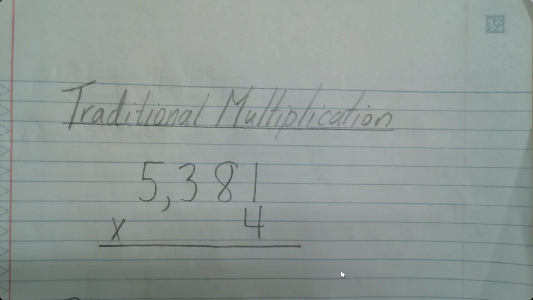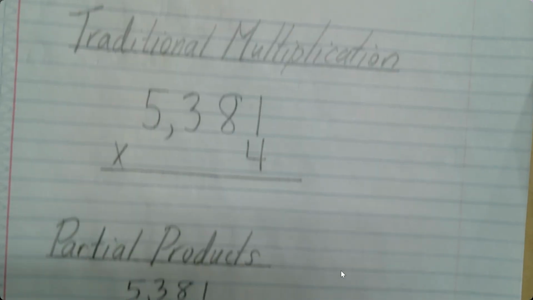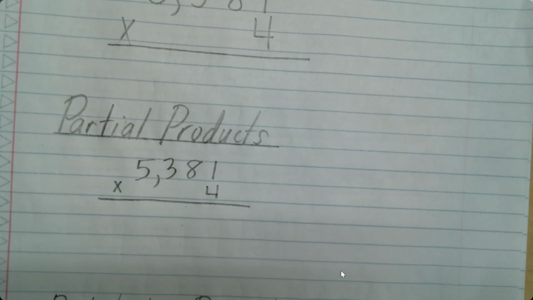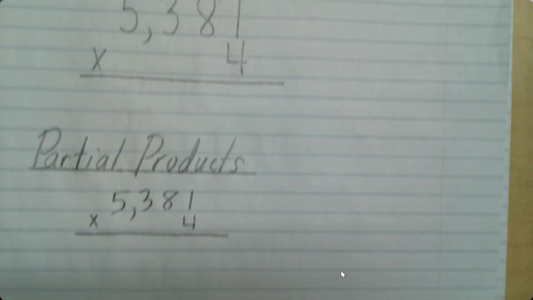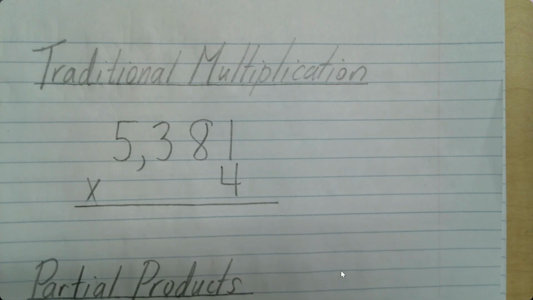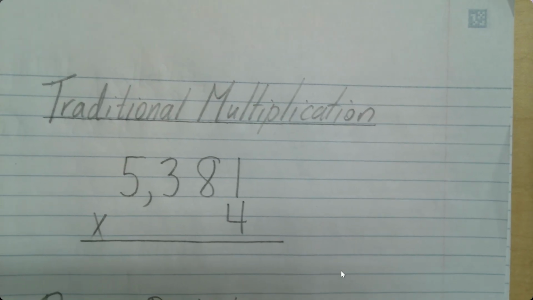Today we're going to look at three different ways to multiply. We're going to start with traditional multiplication, then we're going to take a look at partial products, and lastly we'll take a look at the distributive property so that we can compare each method and see how they stack up. Let's start with that traditional multiplication.